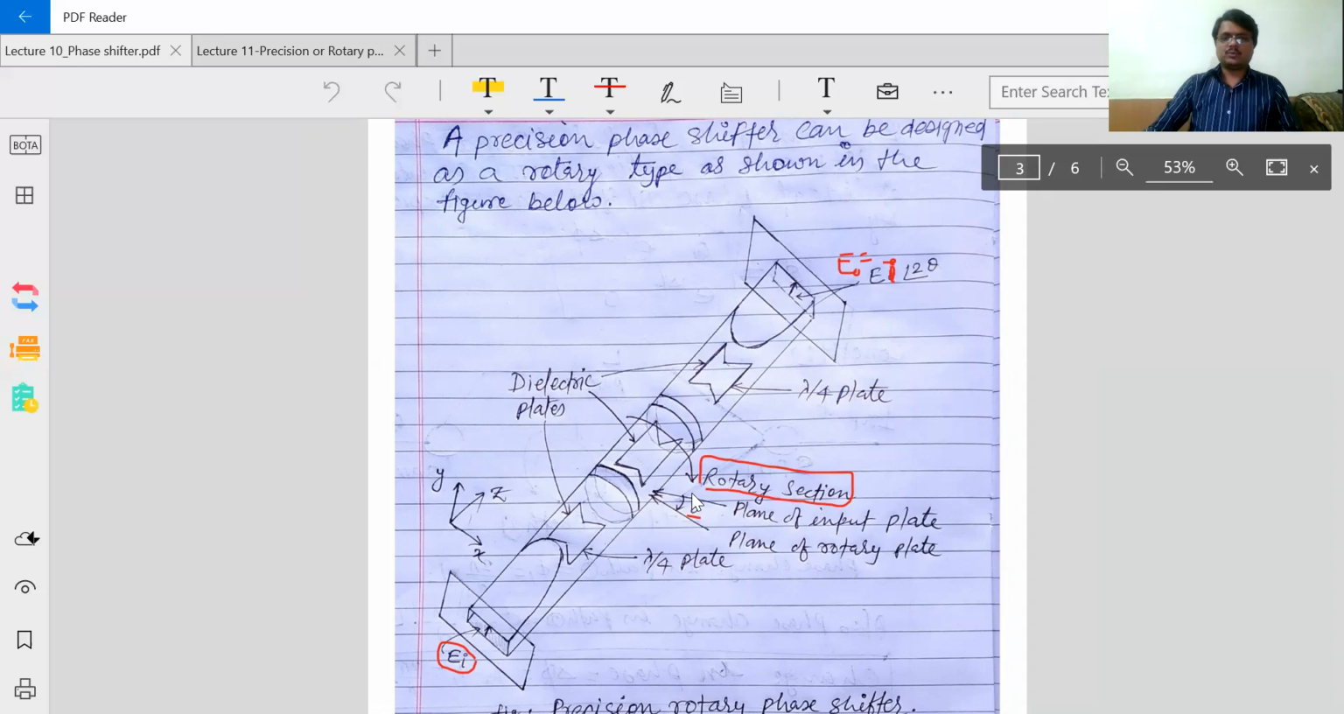So you can try it at home. If you want to construct your waveguide, you can take it as your project, and you can see how much phase shift you are getting.